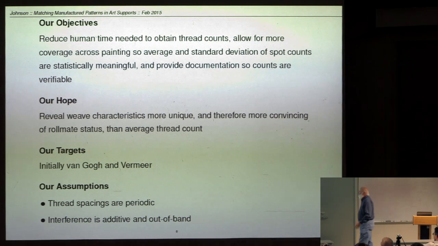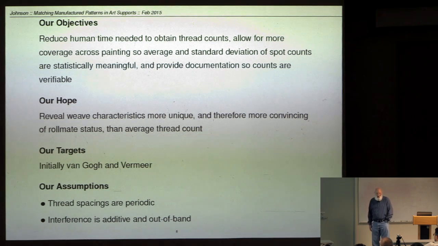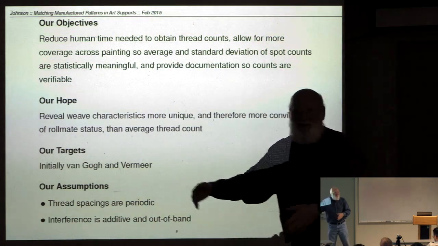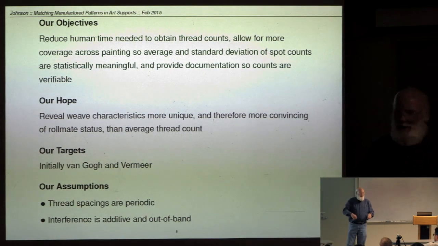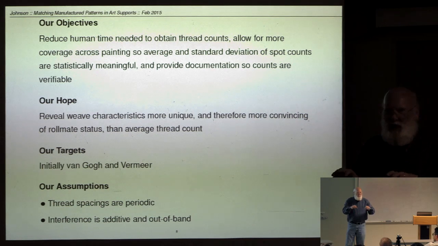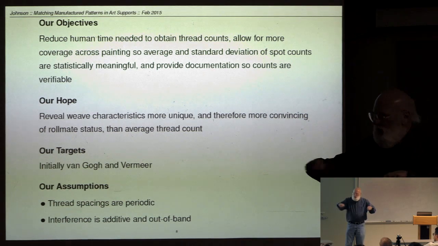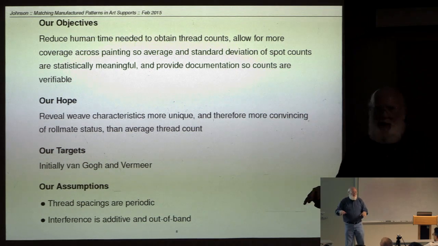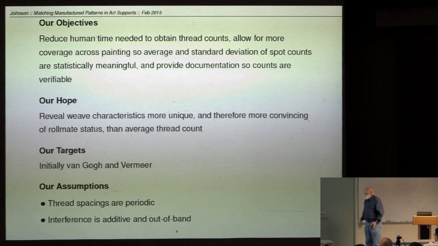So what I want to do is reduce the time humans take, provide some documentation, count a few more spots so everything's statistically meaningful, and then my hope is that I'm going to see something weird. Okay? Something weird that goes from one canvas through the whole canvas and goes across several paintings, so I can connect them. Some fault. I don't know what I'm looking for, but I just expect that there's going to be something that I can see that moves between them. There are things like double thread faults and a few other things that I expected maybe to find.